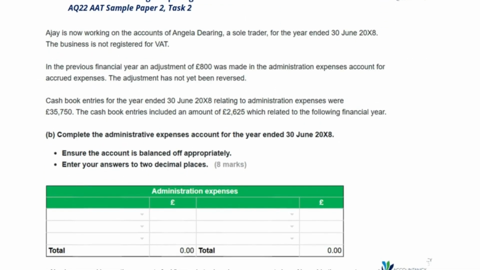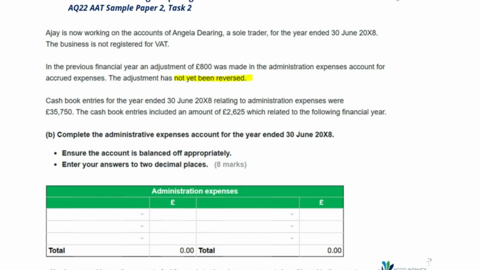AJ is now working on the accounts of Angela Deering, a sole trader, for the year ending the 30th of June x8, and the business isn't registered for VAT. In the previous financial year, an adjustment of £800 was made in the administration expenses account for accrued expenses, but it has not yet been reversed.